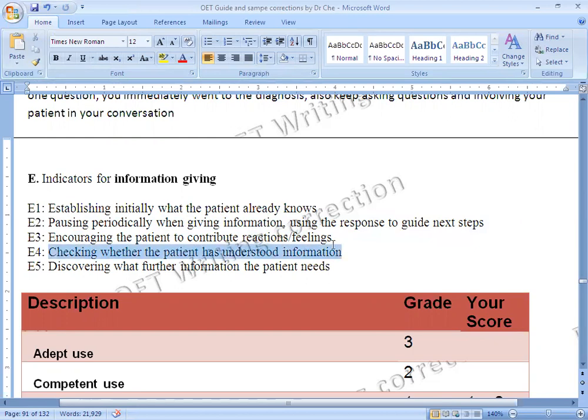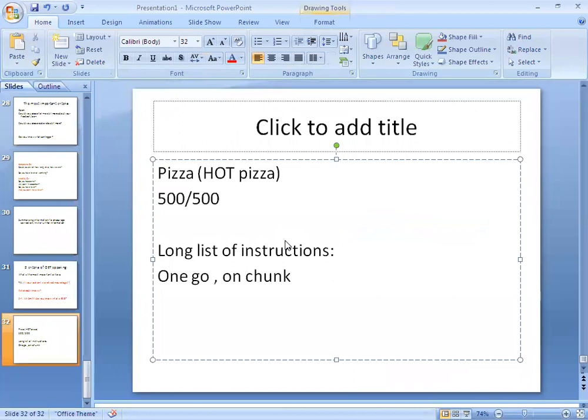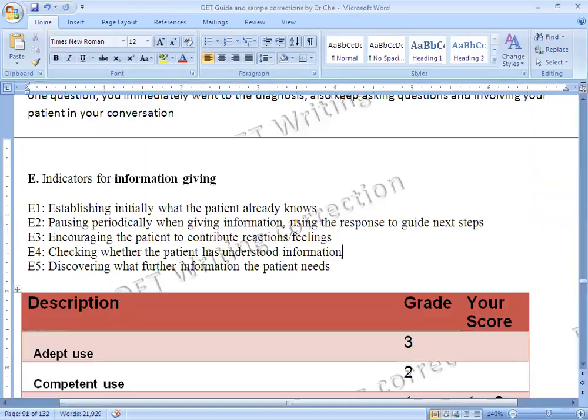Checking whether the patient is understanding or not. If you keep talking and talking and talking, at the end you ask, do you understand, Mr. Smith? If Mr. Smith is someone like Dr. Che, he will say, no, doctor, I don't understand what you are telling. Then you need to start again. Okay, Mr. Smith, let us start from zero. So you need to give information in chunks, in pieces, and keep checking whether the patient is understanding or not.